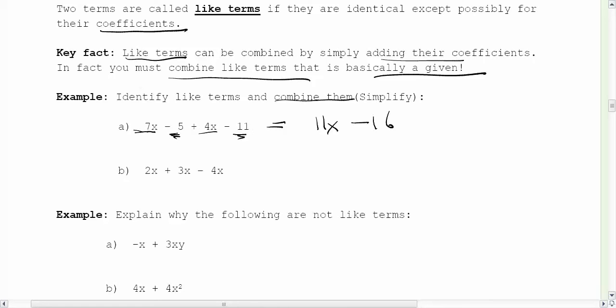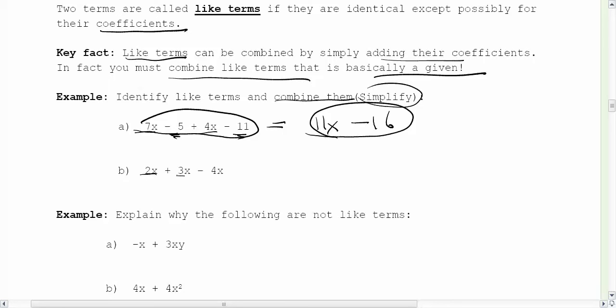In other words, this expression is the same thing as this expression, and that's what we mean by simplifying, to make something smaller. The next one, all three of these terms are alike. Notice they're identical except for the 2, 3, and the minus 4. We combine them by adding their coefficients. 2 plus 3 is 5. 5 minus 4 is 1, so we're left with 1x.